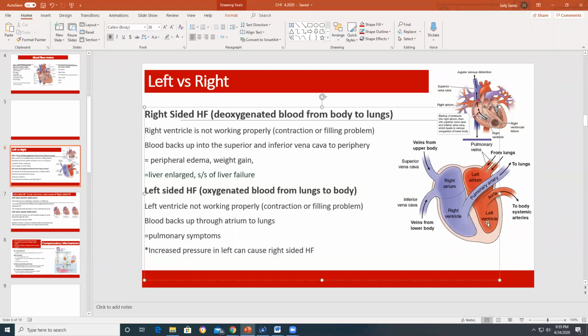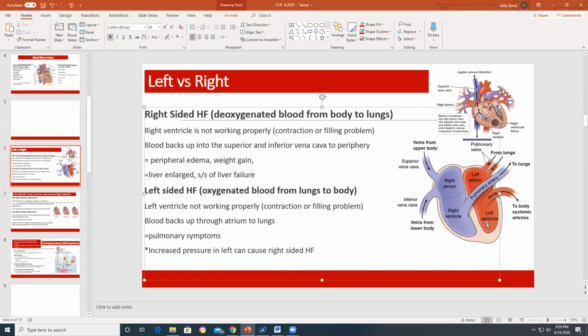So on our left-sided heart failure here, we've got our oxygenated blood coming through our left ventricle and being pumped out to our body. It can be a contraction or filling problem also, and the blood can back up into our lungs, causing pulmonary symptoms. So this is when we would get fluid in our lungs, or an increase of fluid in our lungs, crackles. We would have to sit the patient up. They're typically sitting up to get that fluid to go down to the bottom of the lungs so they can catch their breath. So this is pulmonary problems.